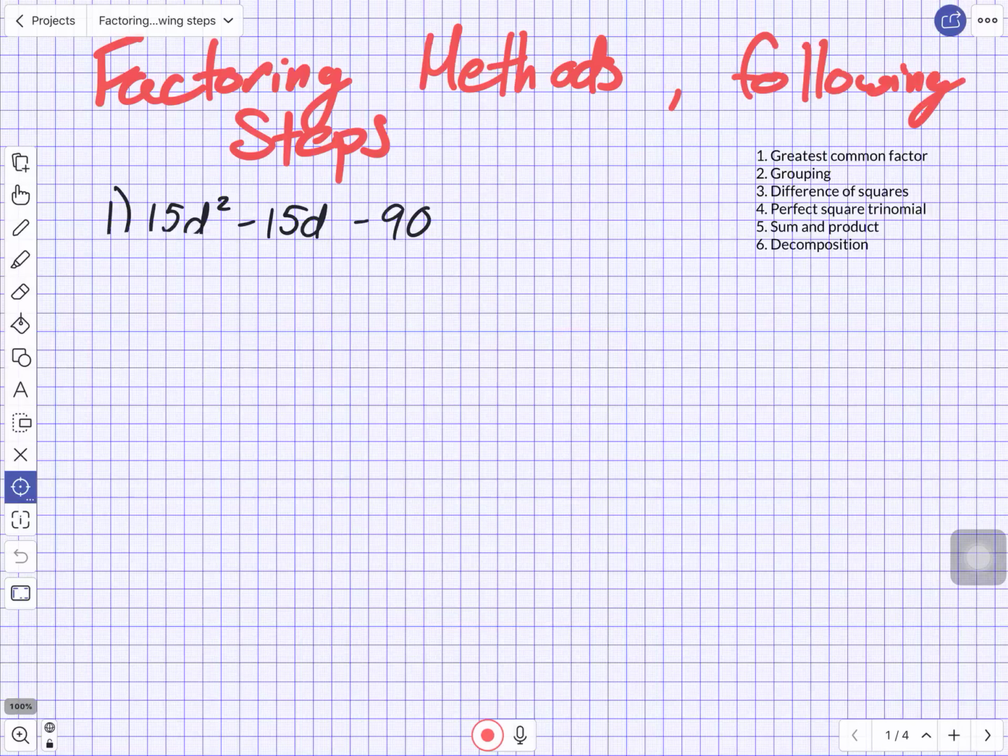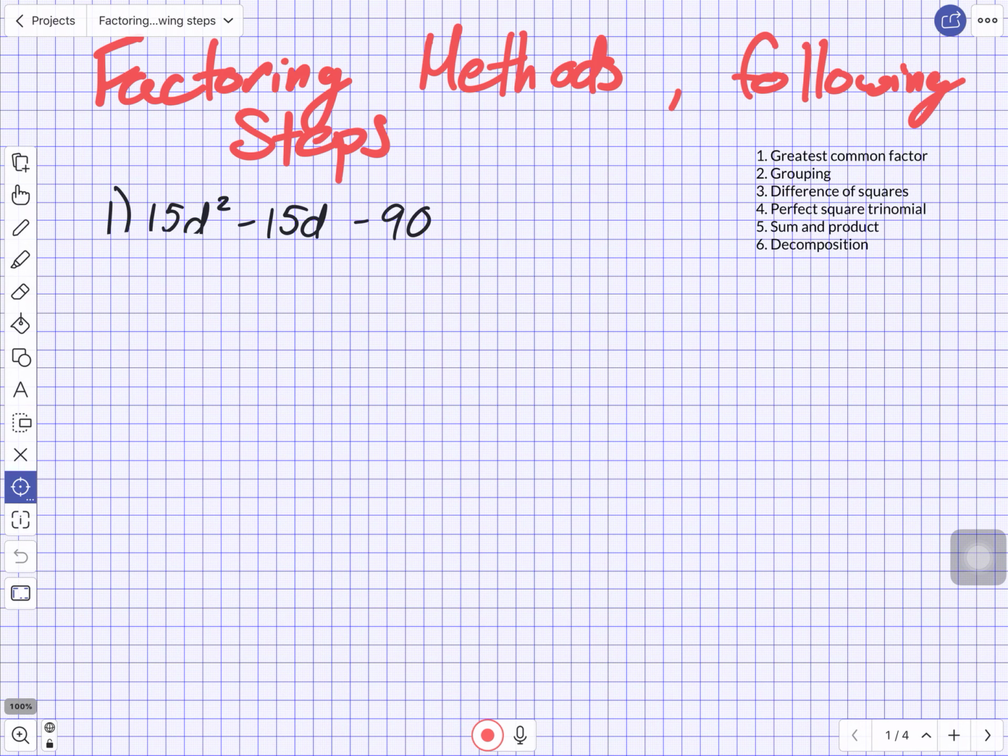Okay, we're going to go through factoring methods, and I've written the following steps. Technically, each of these has steps within them, but what we're trying to do is look at this as a list of steps of how to look at the question. We're first going to look for a greatest common factor, then grouping, then difference of squares, perfect square trinomials, sum and product, and then finally decomposition.